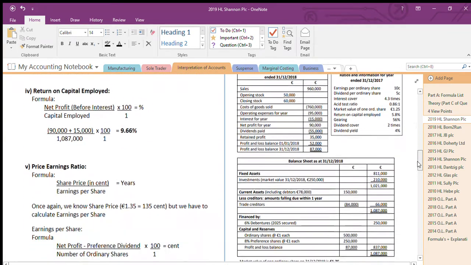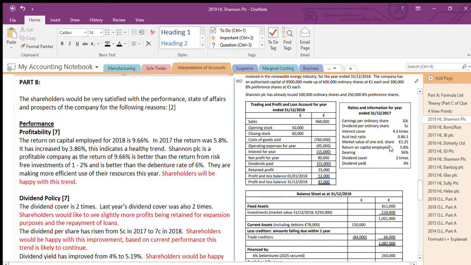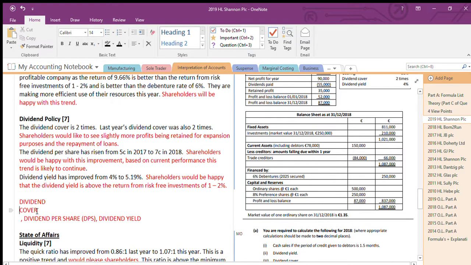So what do you think we do? Dividend cover is 2 times. Last year's cover was also 2 times. This is last year's figures, 2017, it was also 2 times. All we have to state here now, so we're stating dividend cover, this year versus last year. Again, I can't really write this. I'll see, can I? Yeah, okay, it's working out.